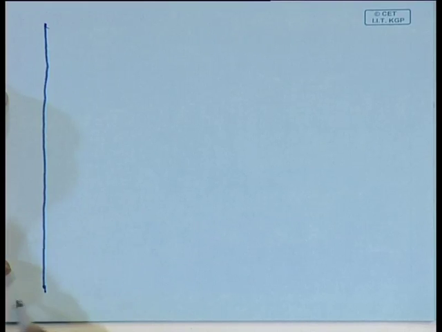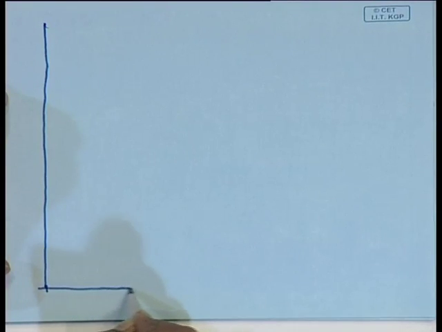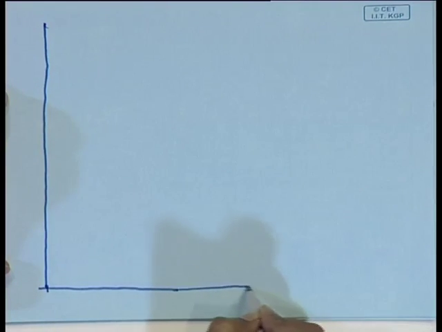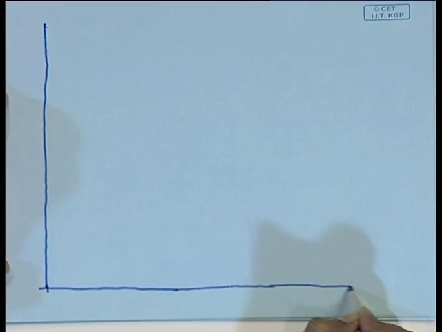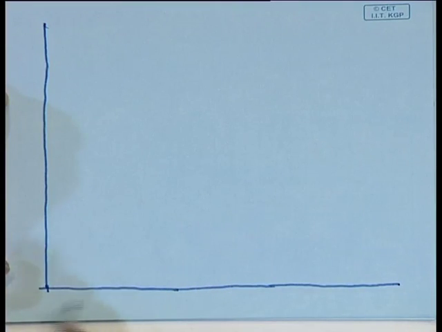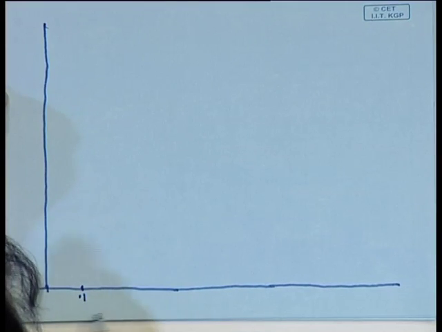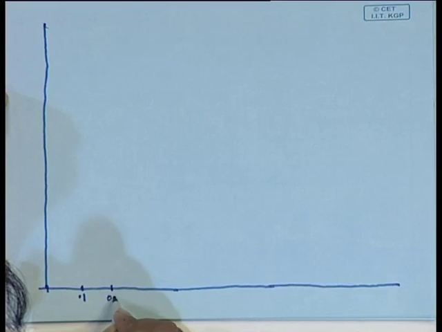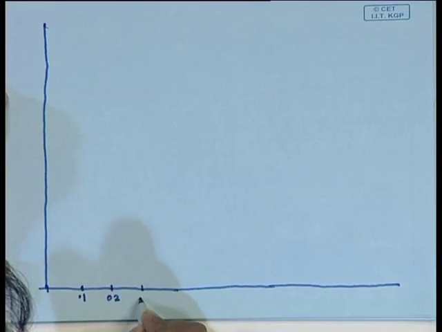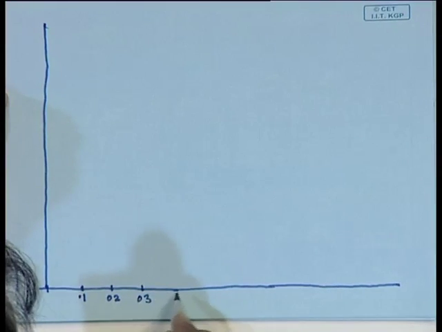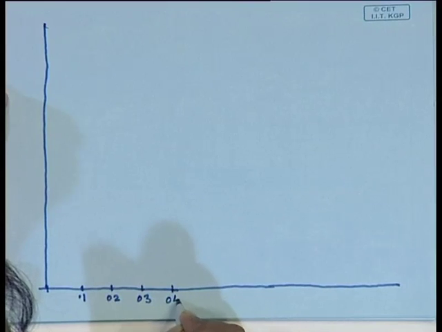The lines are very light. So, I will put it like this. This is 0.1, 0.2, 0.3, 0.4.